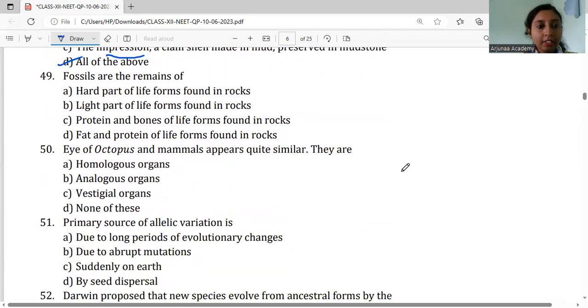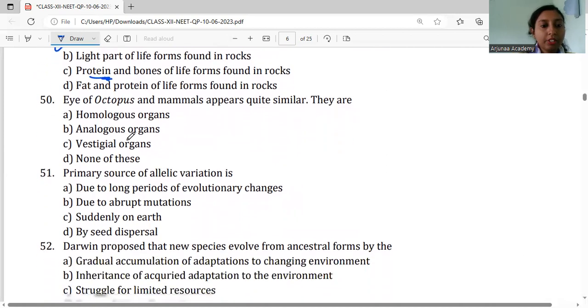Then 49. Fossils are the remains of the hard parts of life forms. Only the hard parts of the living organism can remain. The soft parts, proteins, fats, all this will be degraded. Only the hard parts like bones remain. Option C can't be the answer because protein is involved here.